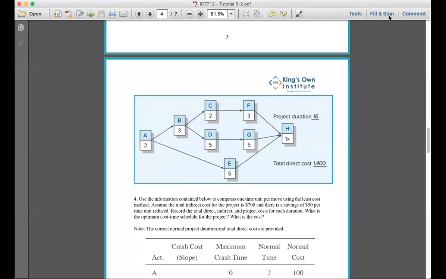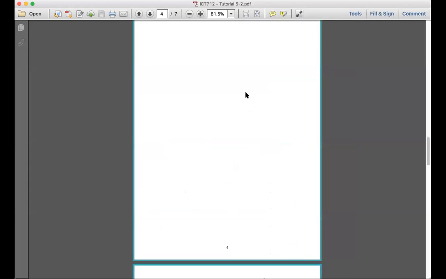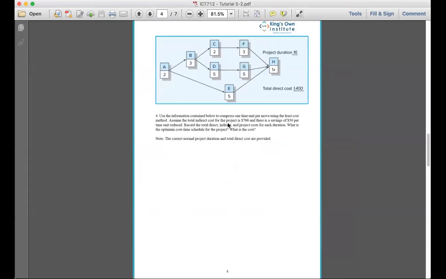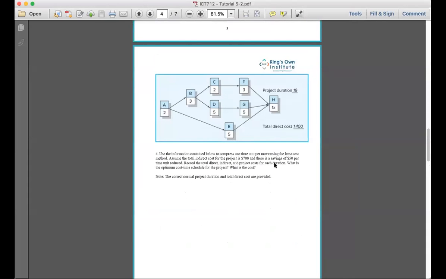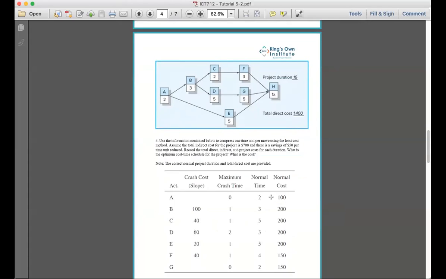Okay, guys, so I'm going to go and talk about this last exercise. If you go and look here, they're telling you that you have an indirect cost. The total indirect cost is $700, and there's a saving of $50 per time unit reduced. So if I reduce by one duration, it's going to become $50 cheaper. If I reduce by another duration, it will be a bit cheaper again.